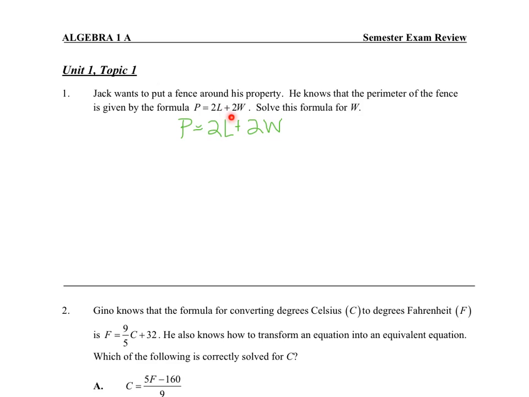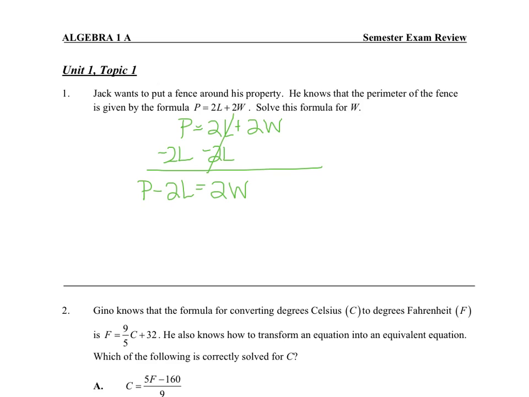So the first thing we need to get rid of is this 2L, since it's being added to 2W. So to get rid of a positive 2L, because the sign in front of 2L is positive, we're going to take away 2L. What we do on one side, we have to do on the other. So I can't combine P and L because they're not like terms. So I'm going to have P minus 2L equals, and this is going to cancel out, so it's going to equal 2W.